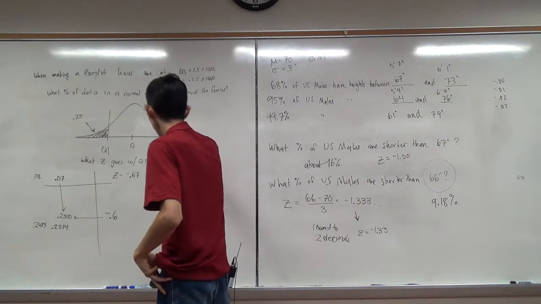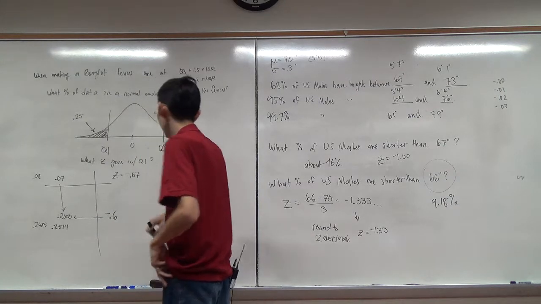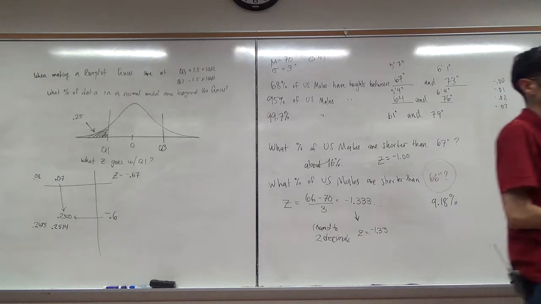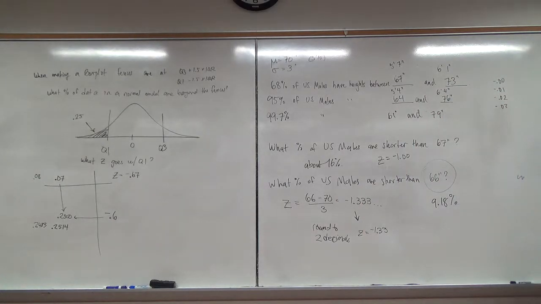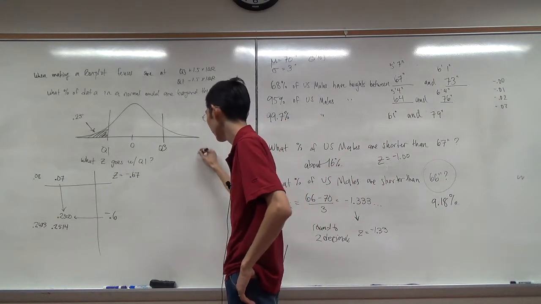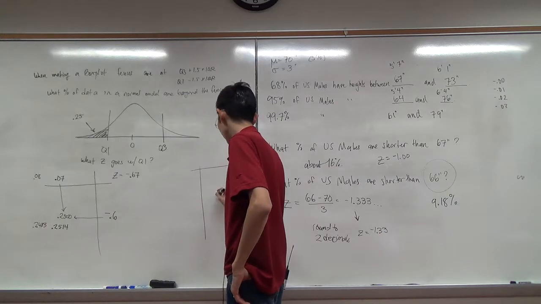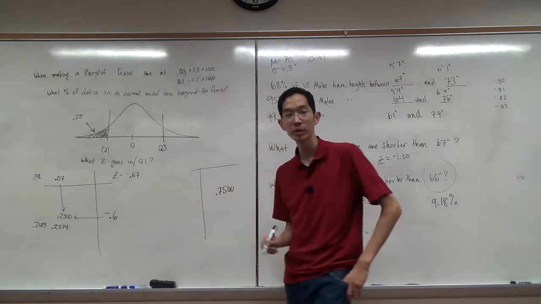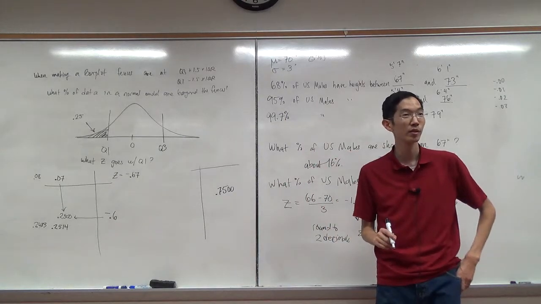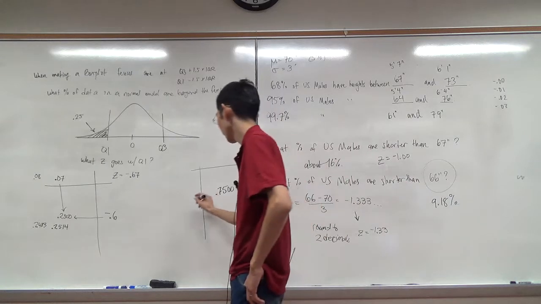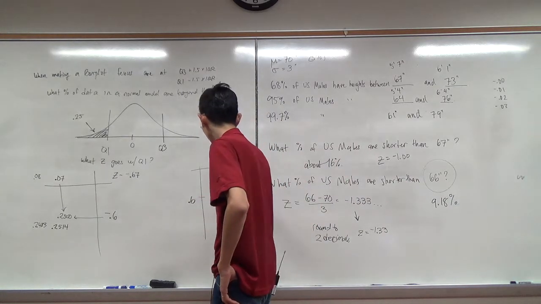What about Q3? What would I have to look up to get Q3? 0.75, the 75th percentile. So I want to find in the table on the positive side the z-score that's going to give me an area of 0.7500. And what is that z-score going to be? Positive 0.67. And that's because the table is symmetric.